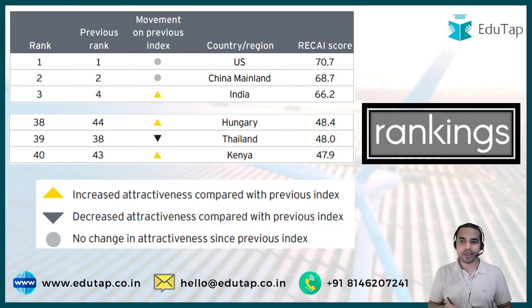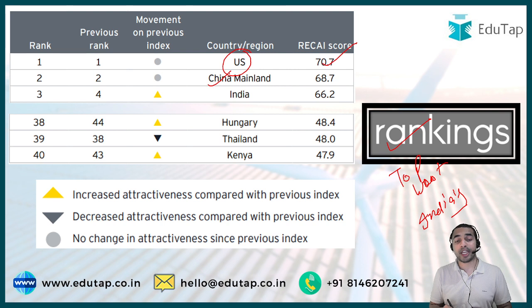Whenever we are required to cover the rankings, we always cover the top performer, the worst performer, as well as India's rank, which is very important from the exam point of view. The top performer of this particular index is the US with a score of 70.7, followed by China in second position with a score of 68.7, followed by India in third position with a score of 66.2. Please mark a star here, as this is very important from the exam point of view.